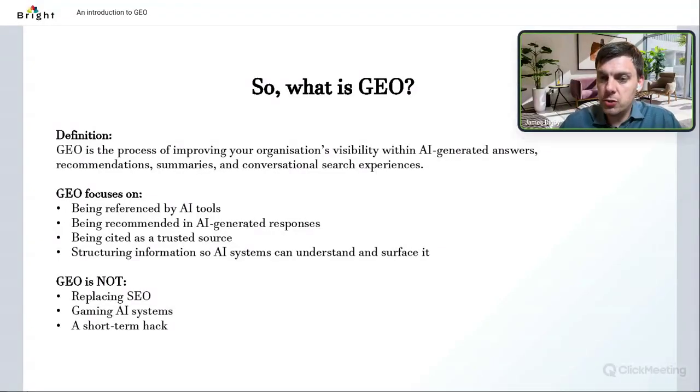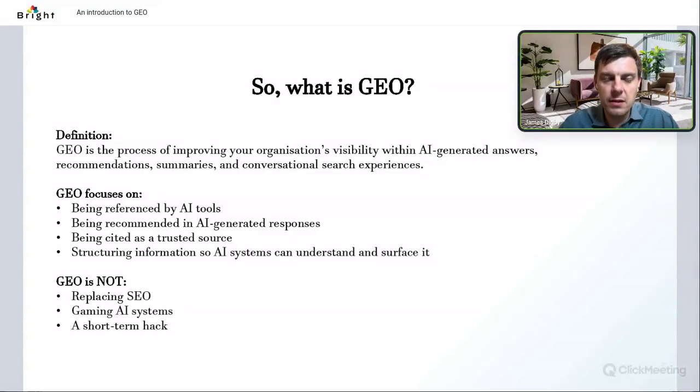Being cited as a trusted source. So AI's got to see you as a trusted source. That's not necessarily the case with search engines. Although you could argue that something like Google AI Overview and Google Search are very similar in their ability to successfully rate something as a trusted source.